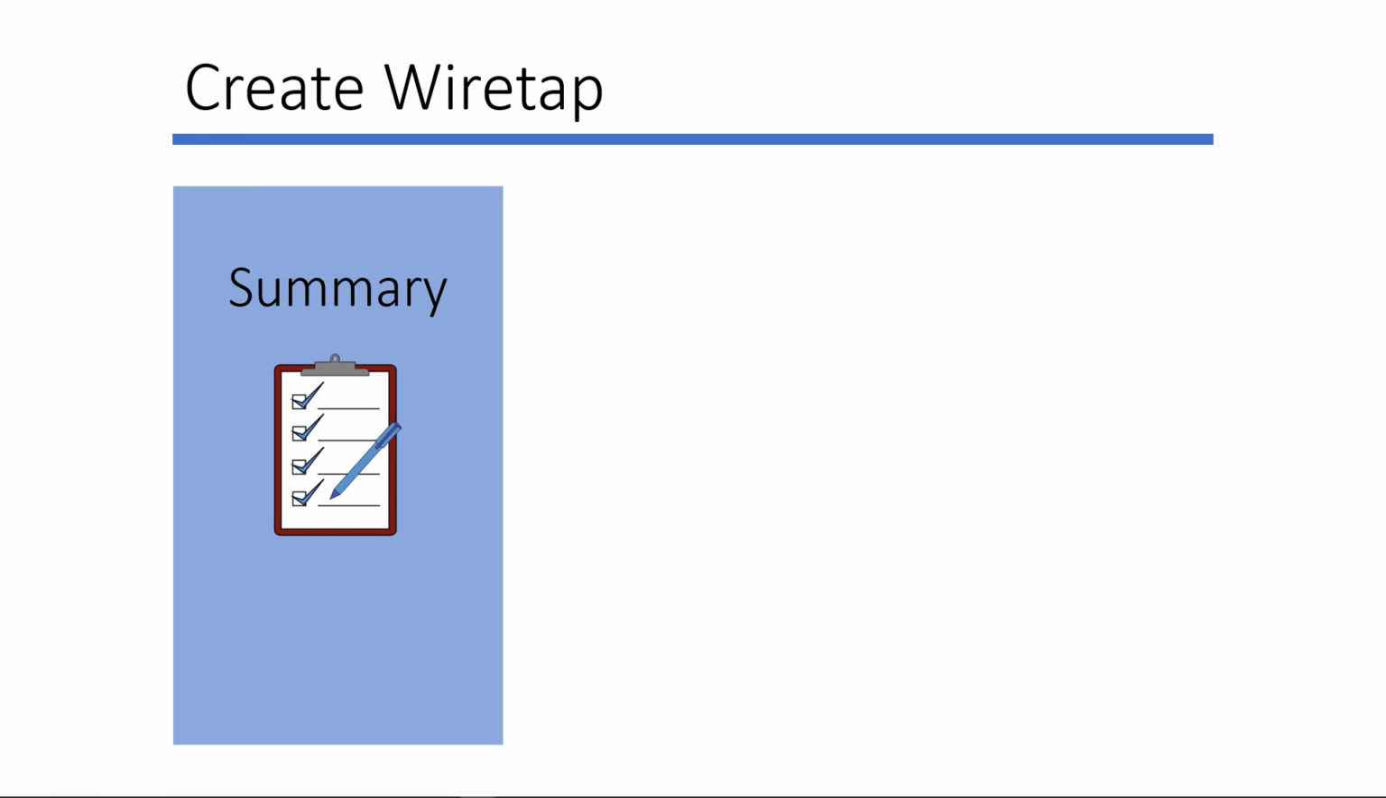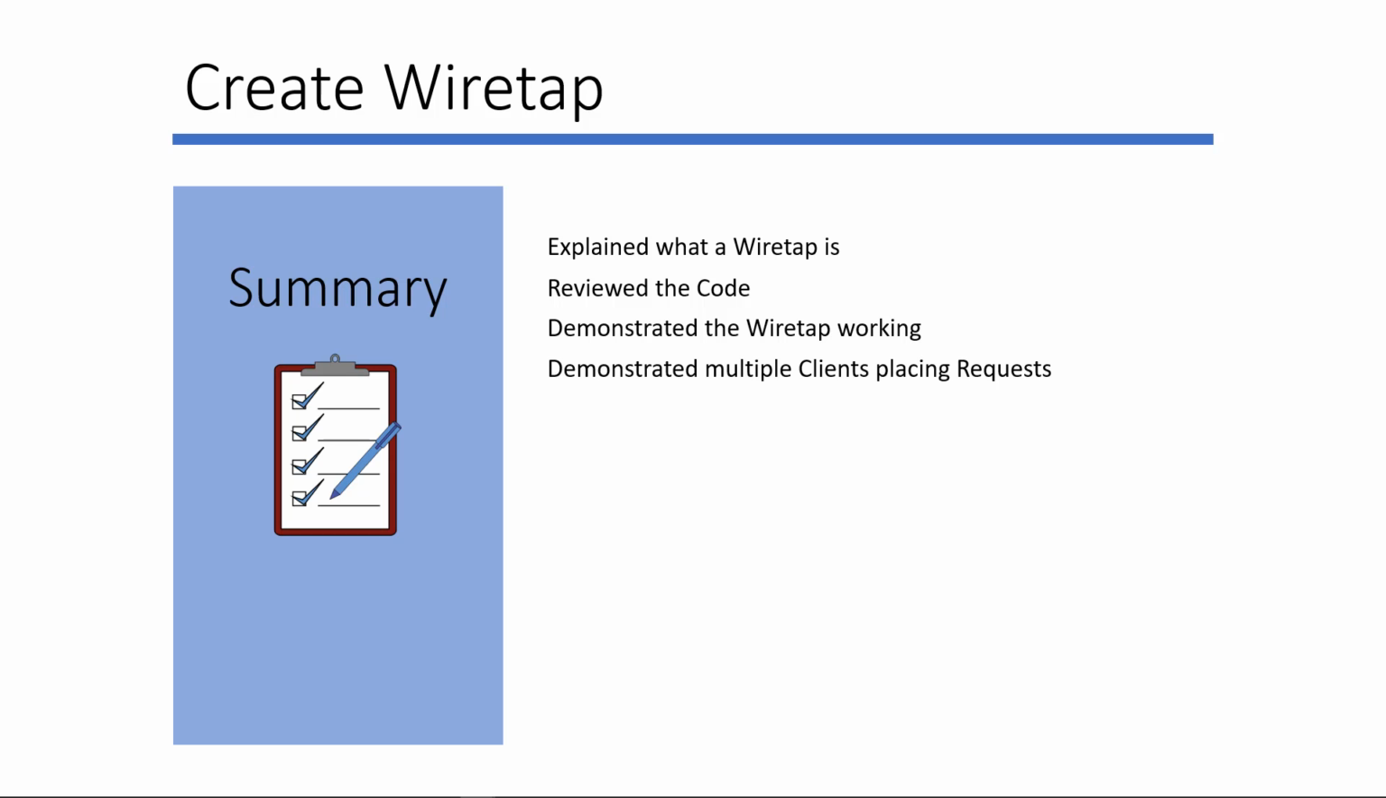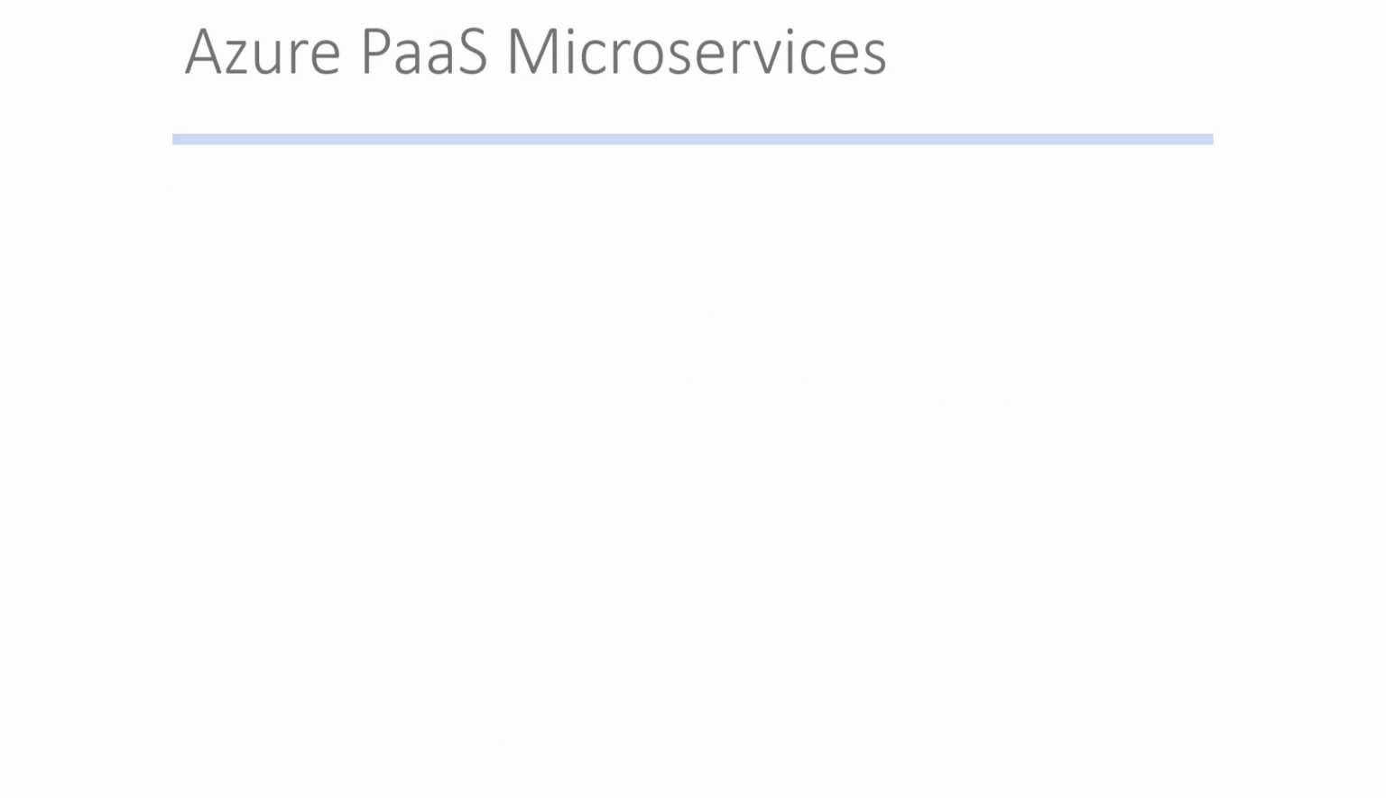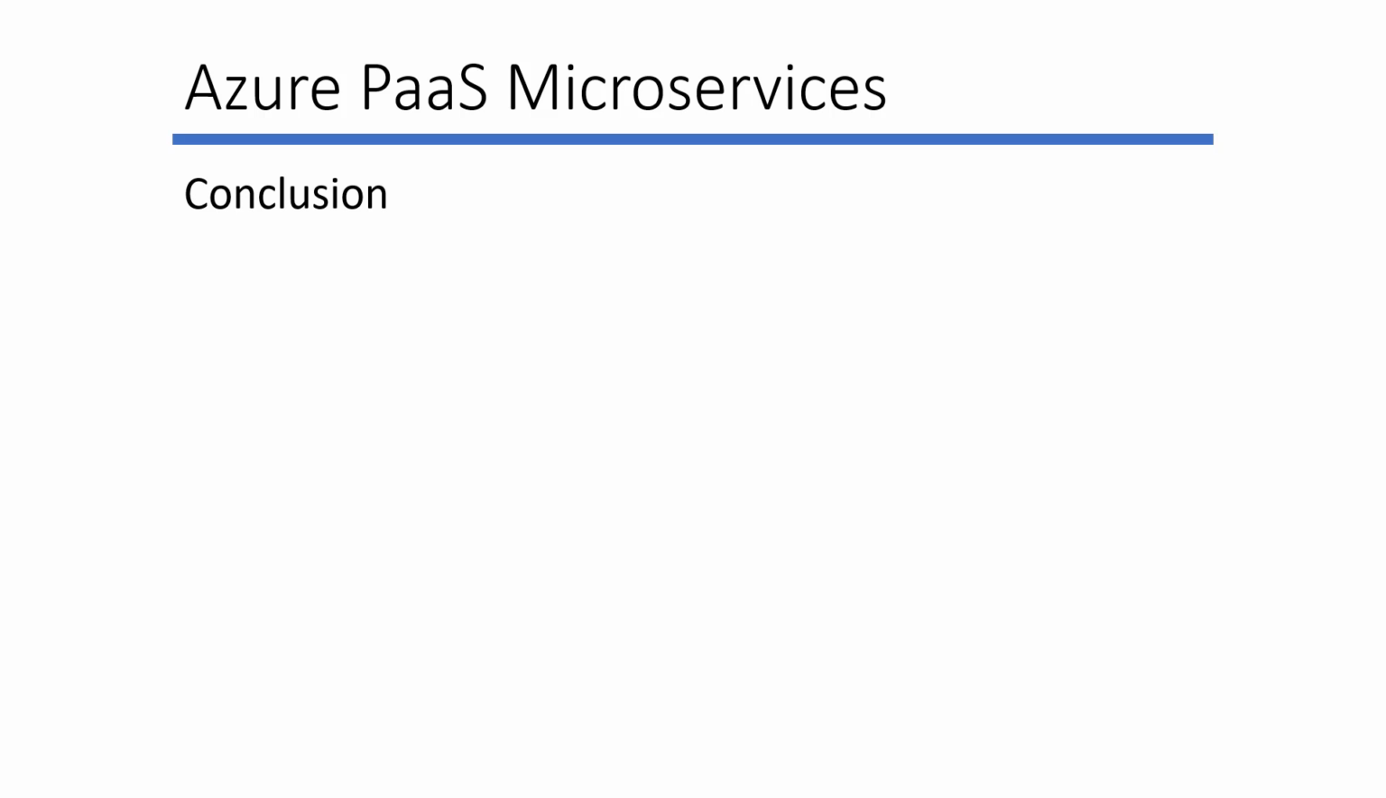So in this final section of this screencast, we explained what a wiretap is, we reviewed the code, we demonstrated the wiretap working, we demonstrated multiple clients placing requests and each client getting back the appropriate response, and we demonstrated the remote debugging capabilities of Visual Studio while we were able to debug a function that was running on Azure. We have reached the conclusion of this screencast.